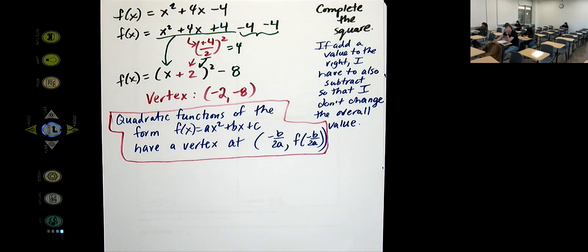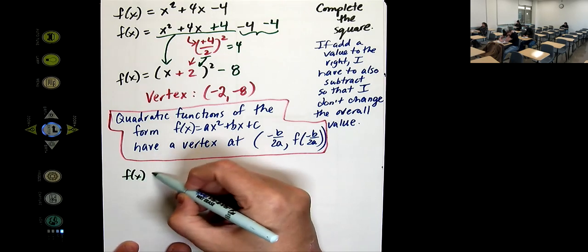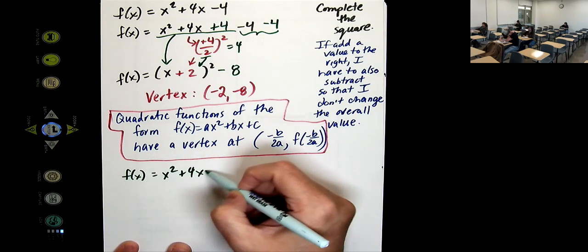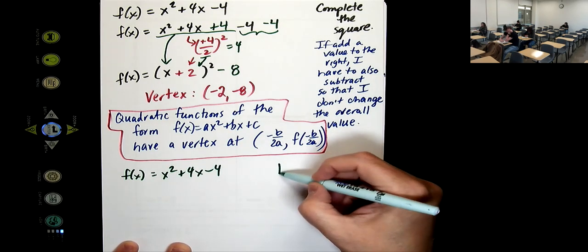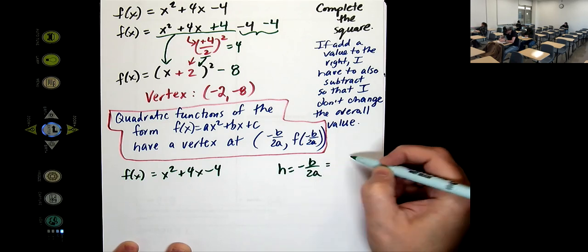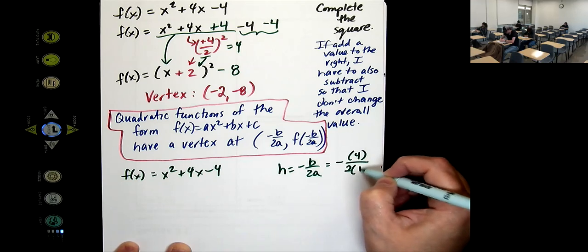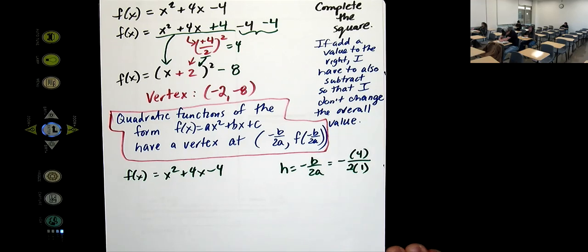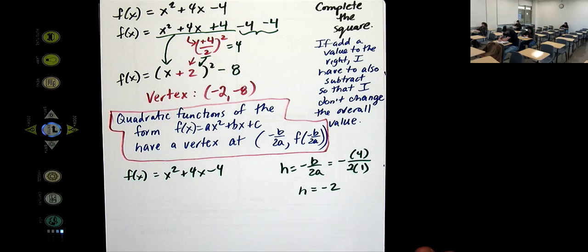We'll do that here. So for f of x equals x squared plus 4x minus 4, my h is this -b over 2a. In this problem, that is -4 over 2 times 1, which gives me -2.